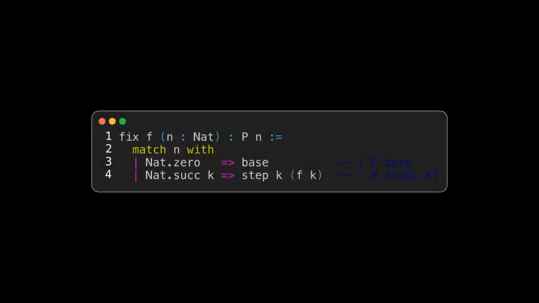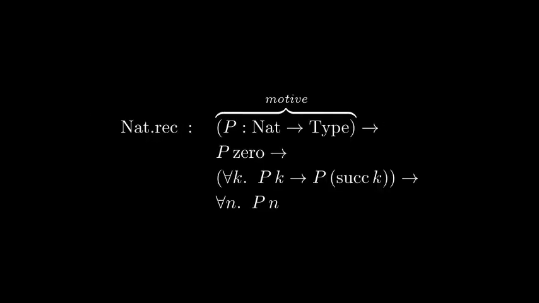Here is the interesting point. When the function's return type changes per branch, the 0 arm returns something of type P 0, the suc n arm something of type P (suc n). That P you just wrote is what the recursor calls the motive.